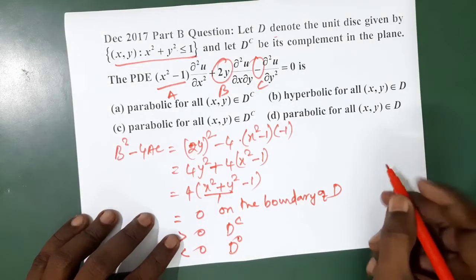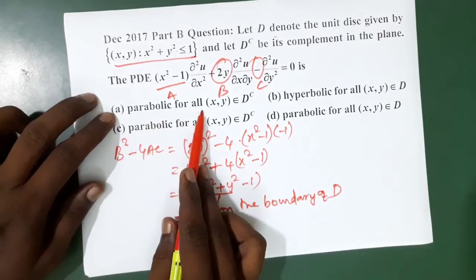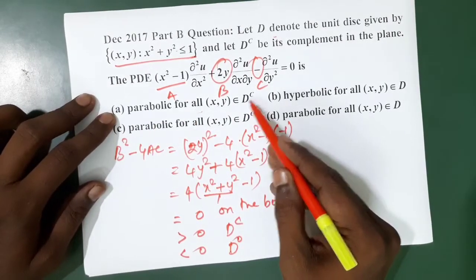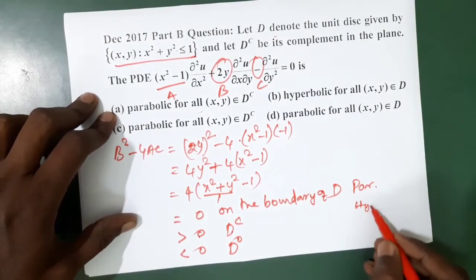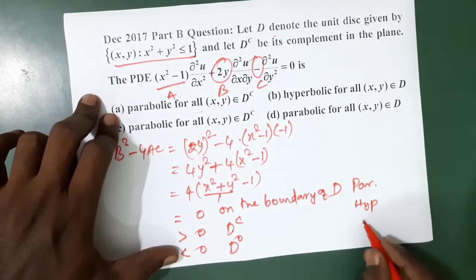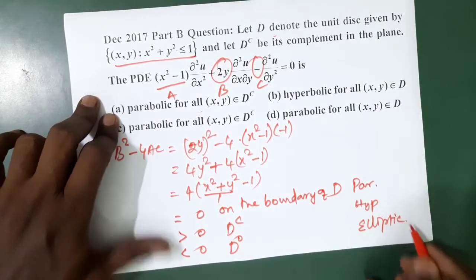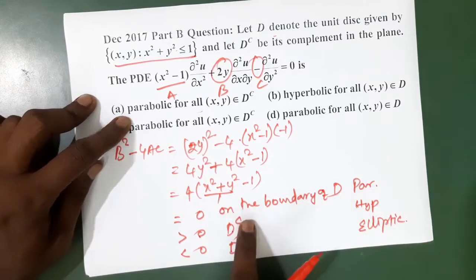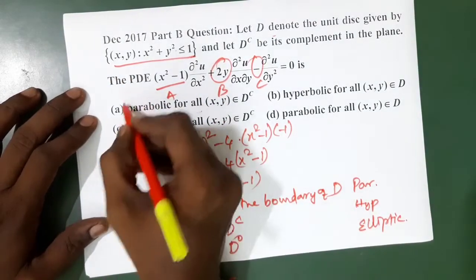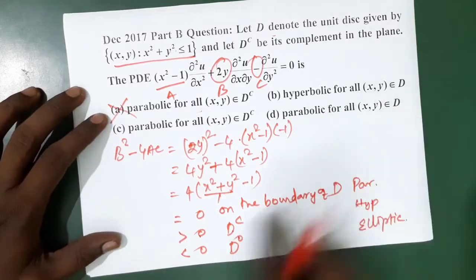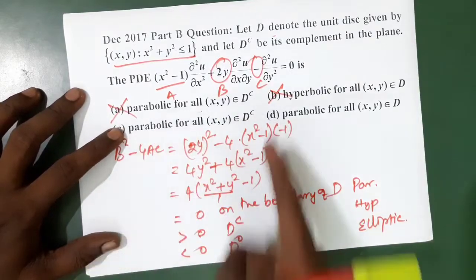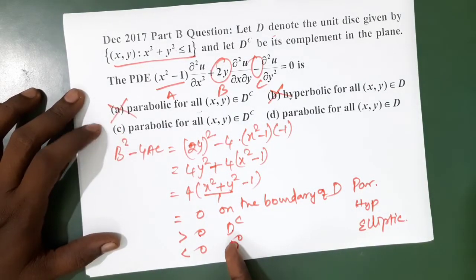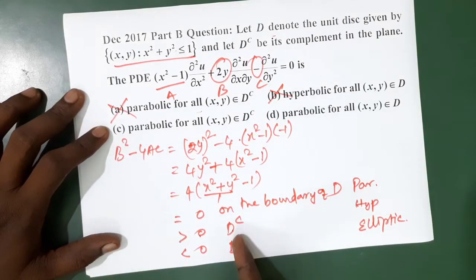So what do we have? The first condition, parabolic for D complement. So this is the parabolic case, this is the hyperbolic case, and this is the elliptic case. First, what is the constraint given? Parabolic for D complement. It is not true. Hyperbolic for D complement. This is also not correct. And parabolic for D complement, again wrong.